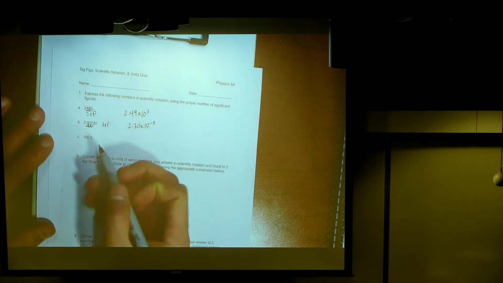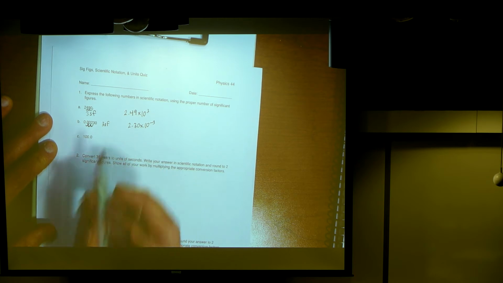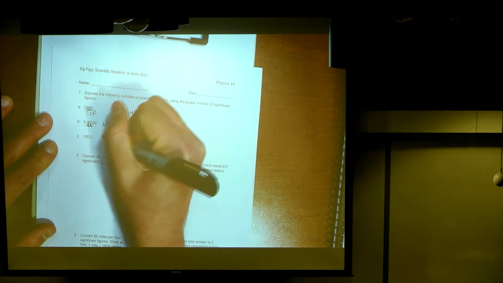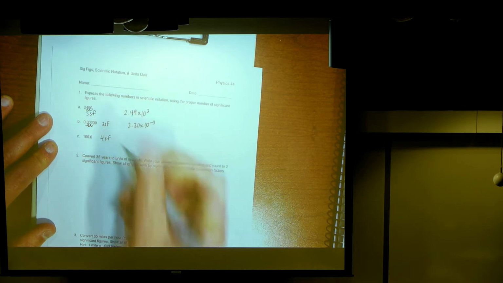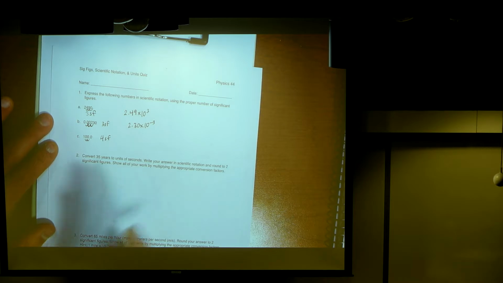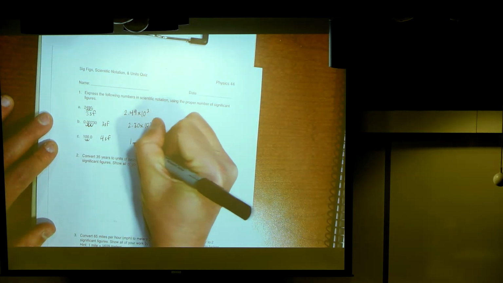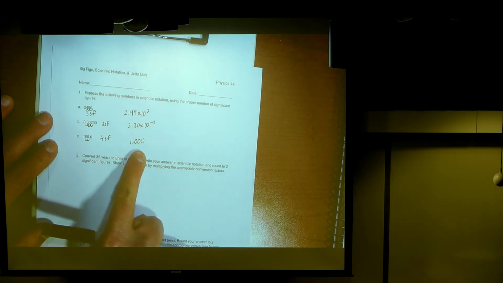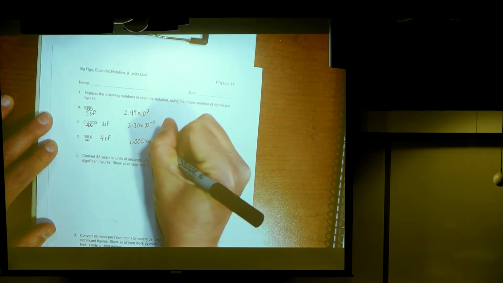Okay? This last one, 100.0. How many sig figs are shown there? 4. That would be 4 significant figures. So we move the decimal over 1, 2 places to the left. That's a positive power of 10. 1.000 is how I put the coefficient with 4 sig figs. And then what do we have? 10 to the 2, right?